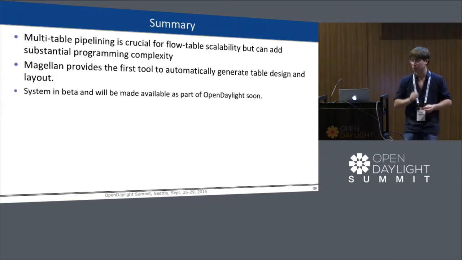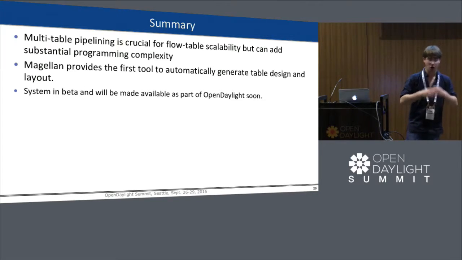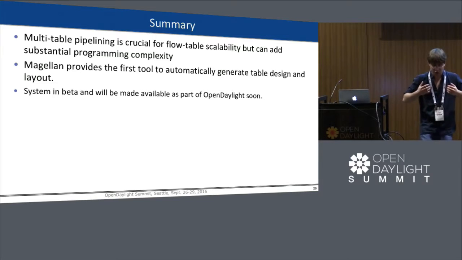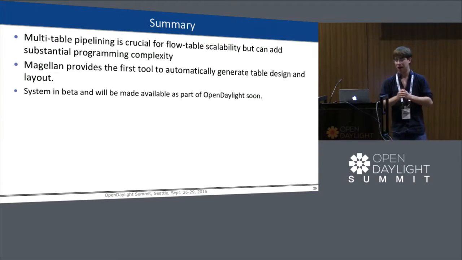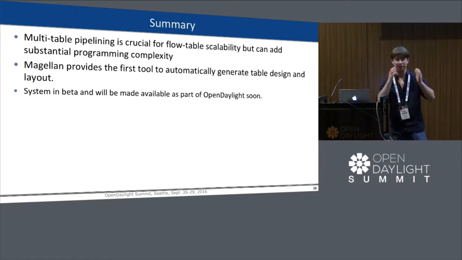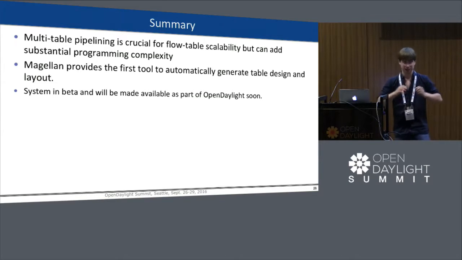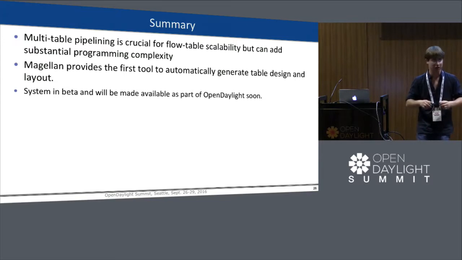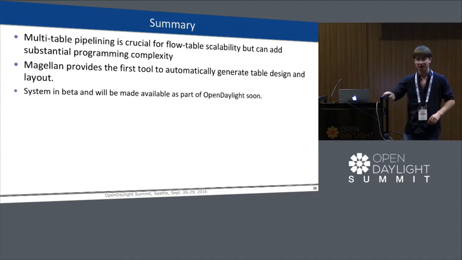But at the same time, actually programming for multi-table pipelining adds substantial programming complexity. Magellan provides the first tool which automatically generates both table design and layout for arbitrary programs written in high-level languages. Our system is currently in beta, and we hope to create a solution which sits on top of OpenDaylight as a driver, which compiles arbitrary programs into OpenDaylight and uses OpenDaylight to incentivize the creation of a switch layout for a system using the generated series of flow tables. Thank you very much for your time.